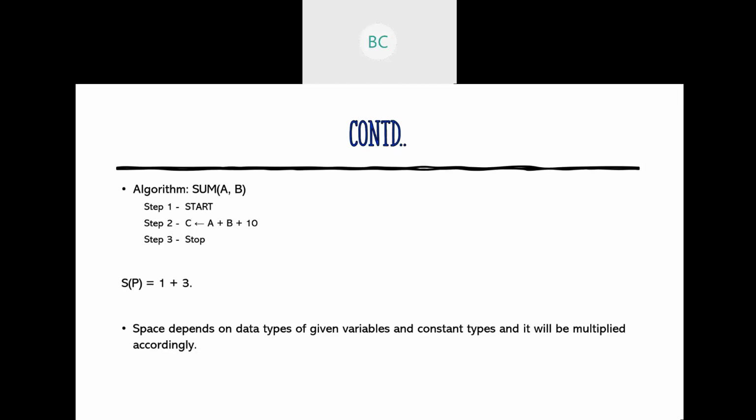So space depends on the data types of the given variables and constants, and it will be multiplied accordingly. So for a long or big program, suppose you have this part. For this portion of code only, you will have this much space complexity. Then there will be other parts too. For the other parts also, you need to calculate like this. Then finally, you analyze the whole complexity.